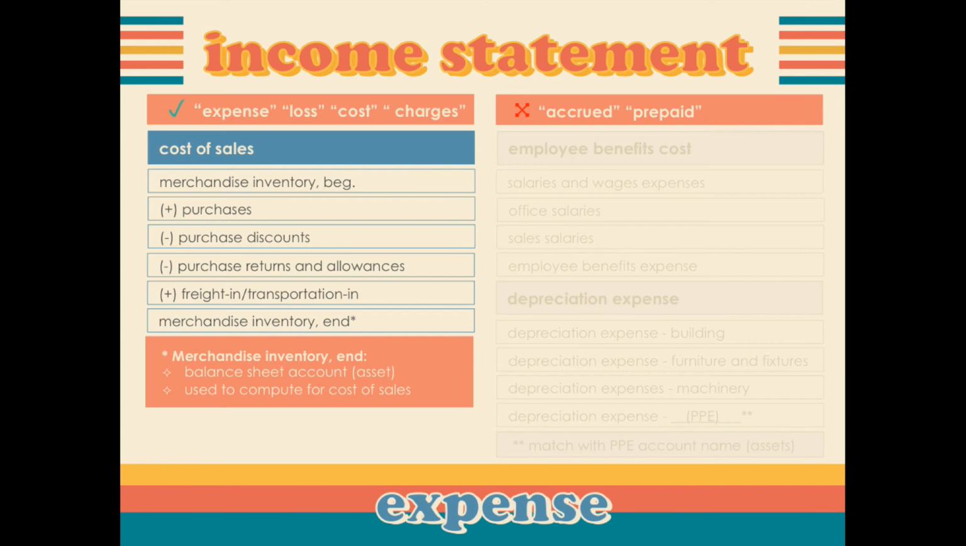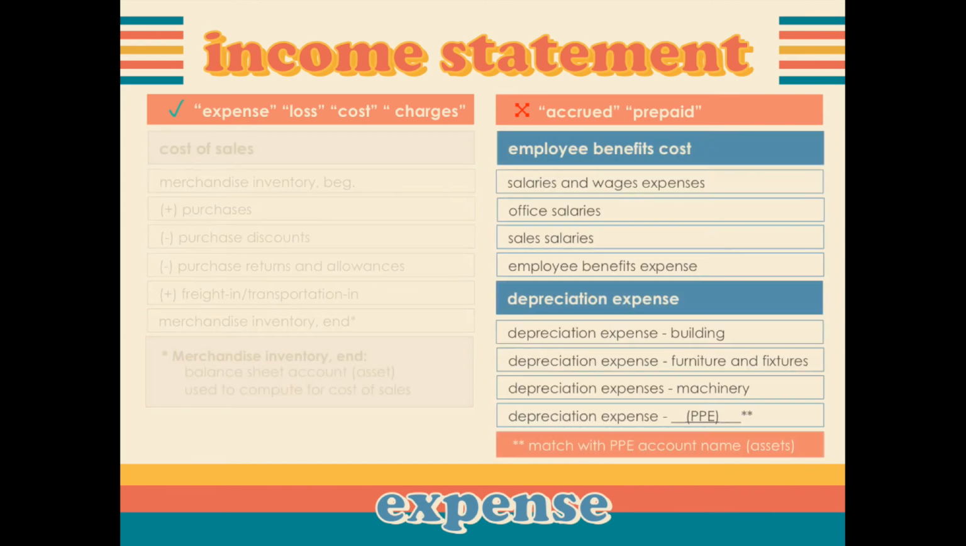Purchases pertain to goods purchased or bought by the company. Purchase discounts and purchase returns and allowances are reductions in the cost of purchases due to discounts and returns, respectively. Freight in or transportation in pertains to the shipping costs relating to the purchases. Take note that the merchandise inventory account is a balance sheet account and is considered an asset. It's only used in the formula for computing the cost of sales.